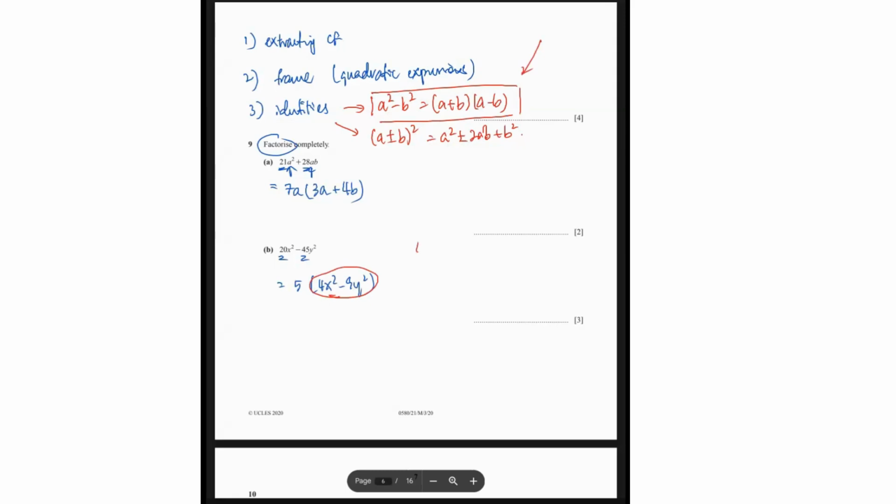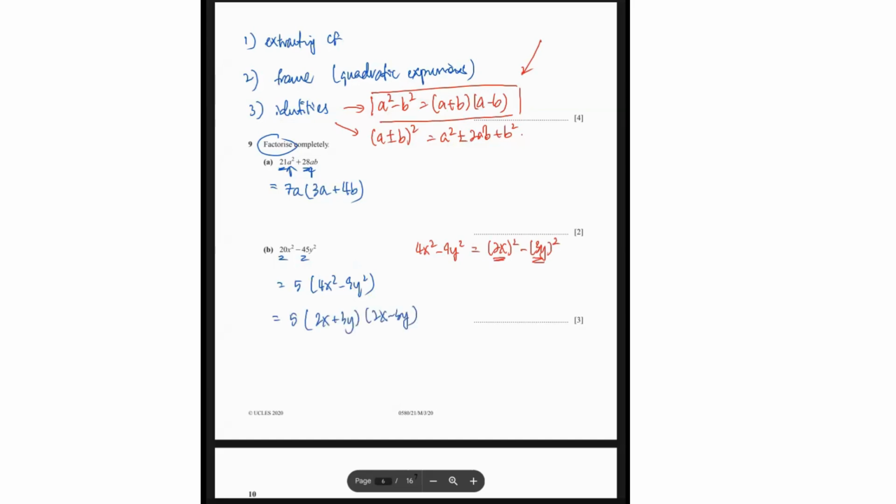I write it in red, but I think at this point you should be able to visualize this in your head. 4x squared minus 9y squared, I can write as (2x) squared minus (3y) squared. That means, look at this, this is a squared minus b squared. So I can write this as 5 times (2x plus 3y)(2x minus 3y).